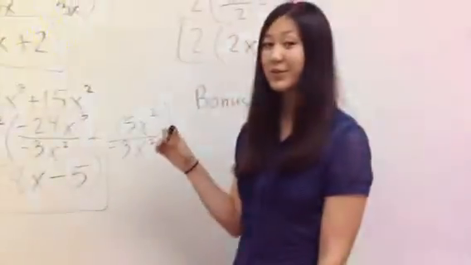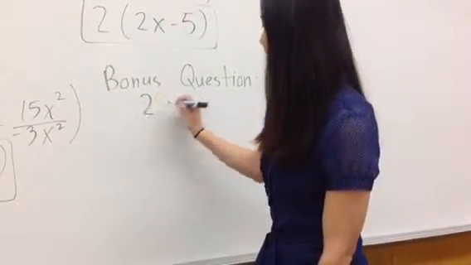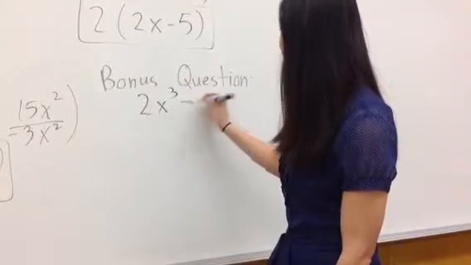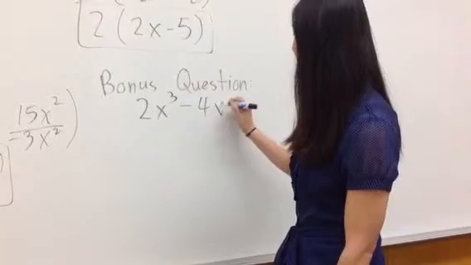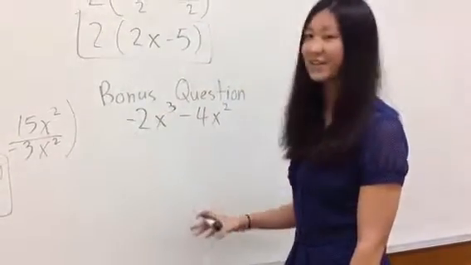All right, we're going to go to the bonus question now. Our bonus question is 2x to the third power minus 4x squared. I'm going to make that a little bit more challenging by putting a negative out in front. Good luck.